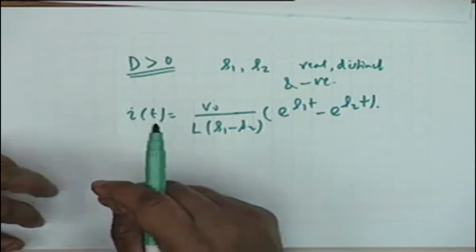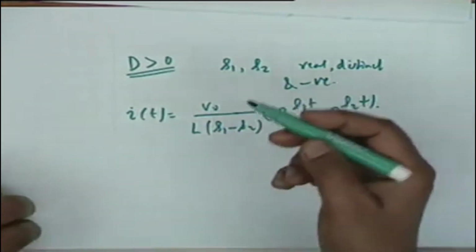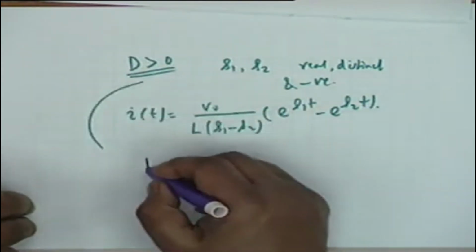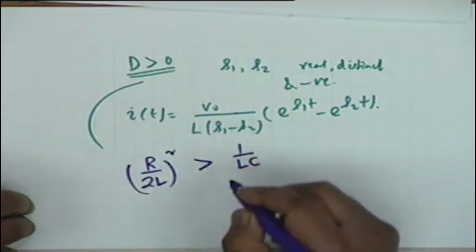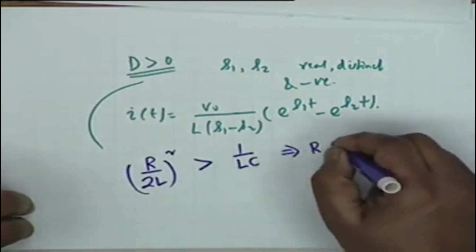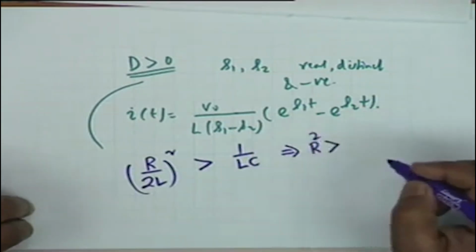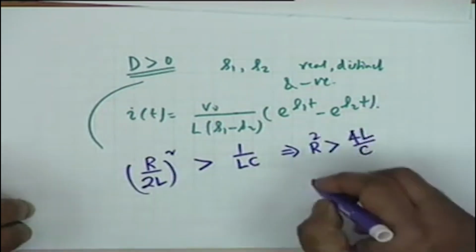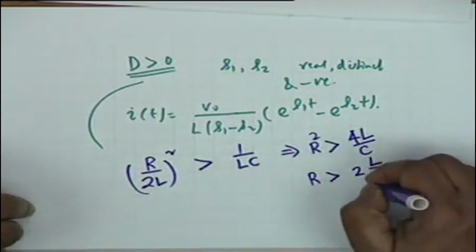D greater than 0 means that R, L and C are such that this quantity, R by 2L whole squared, is interesting. D greater than 0 means what? That R by 2L whole squared should be greater than 1 by LC, which means R square should be greater than 4L by C. Is that right? That is, R should be greater than 2 times square root of L by C.